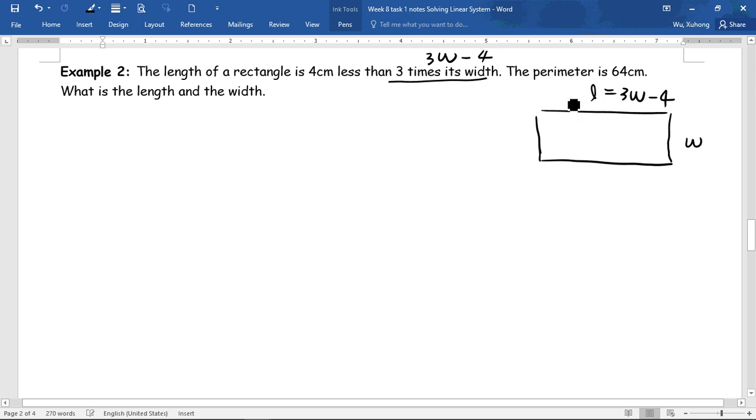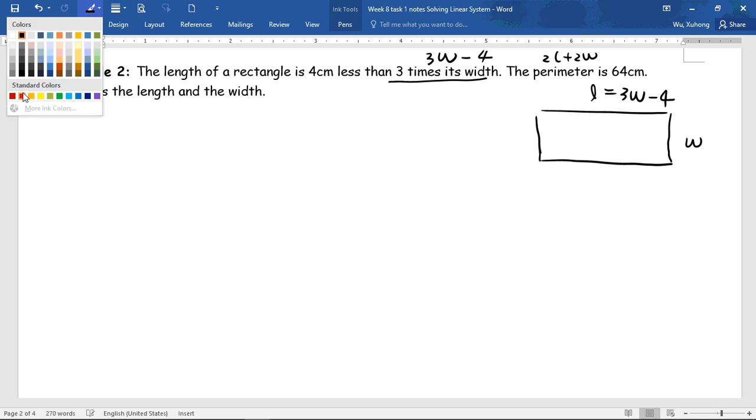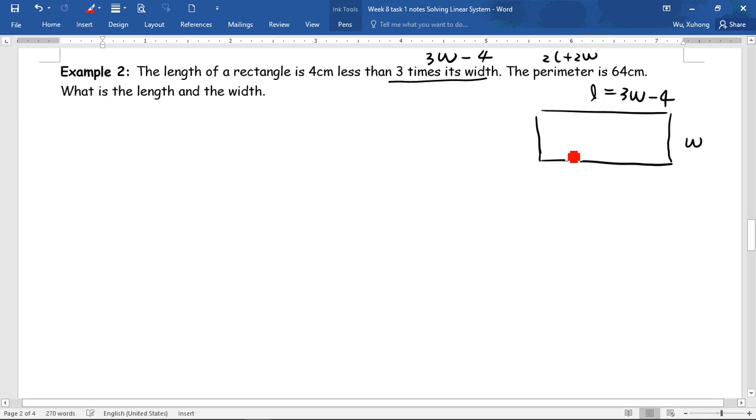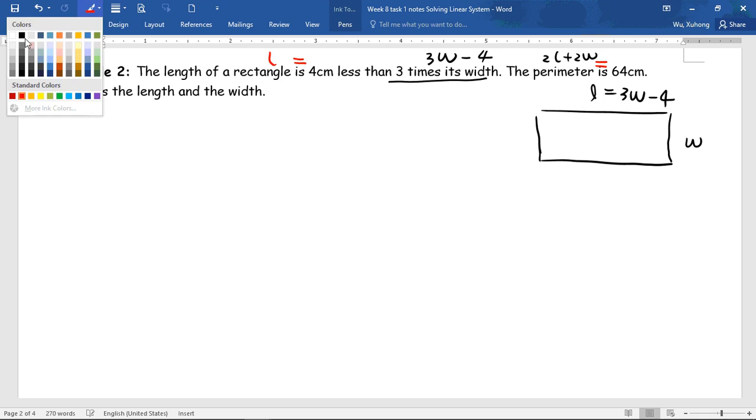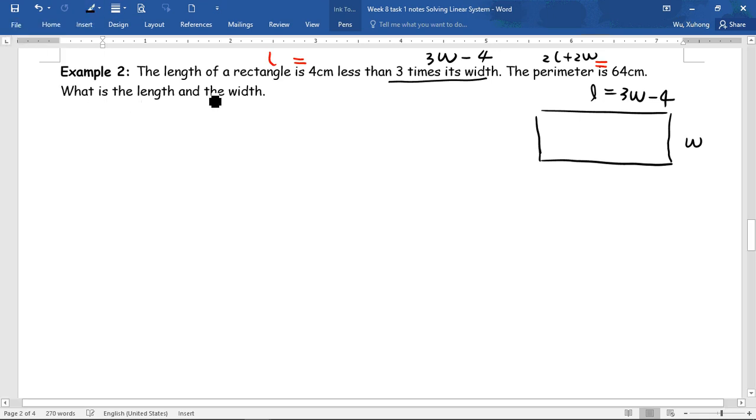So perimeter is 2L plus 2W. Math equations are just similar to sentences in English. In order to convert a sentence in English to an equation, we are looking for 'is', which means the equal sign. So length equals 3W minus 4. And perimeter equals 64. So you have the two equations. And it asks you what's the length and the width.